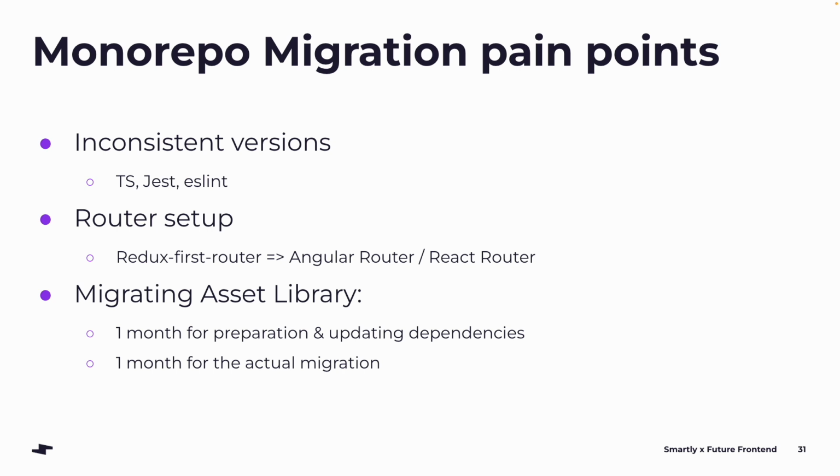So for example, for the asset library migration, it took like 1 month of preparation work, like planning how to do the migration, how updating the dependencies, making sure that everything is in line with the monorepo setup. And then on top of that, 1 month of the actual migration. And the dependency updates were just horrible.